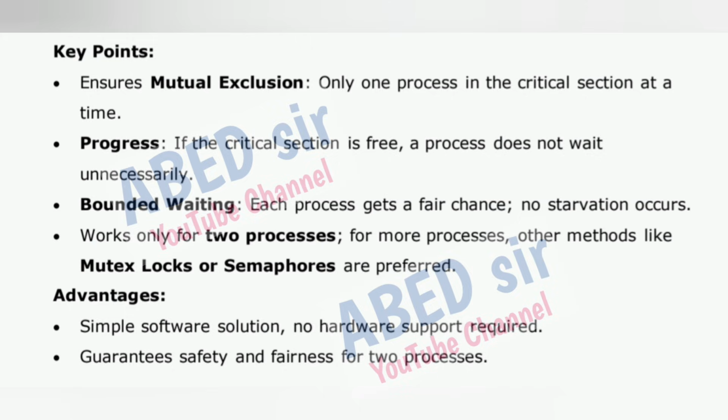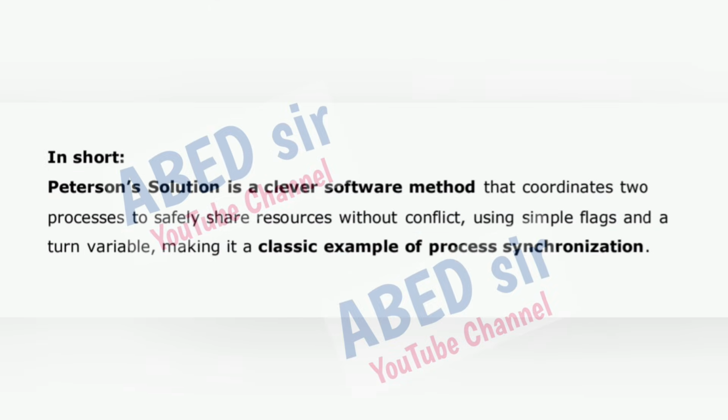Guarantees safety and fairness for two processes. In short, Peterson's solution is a clever software method that coordinates two processes to safely share resources without conflict, using simple flags and a turn variable, making it a classic example of process synchronization.